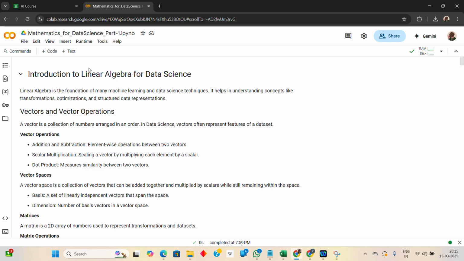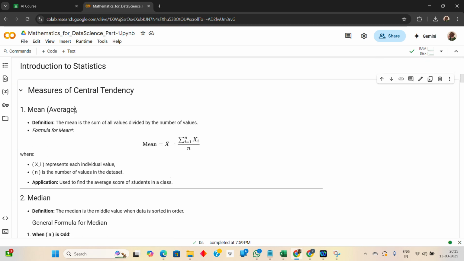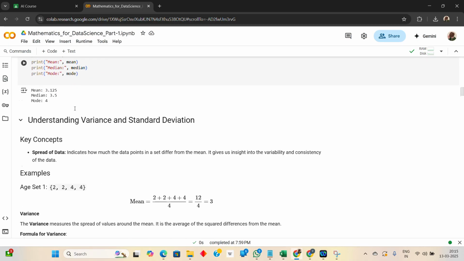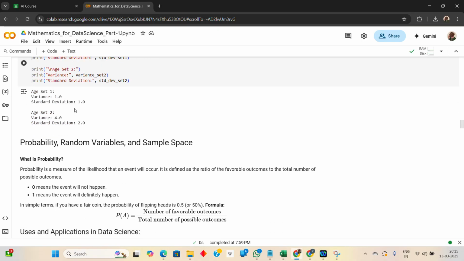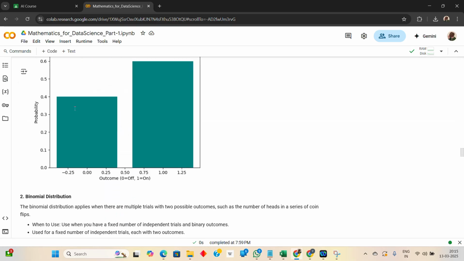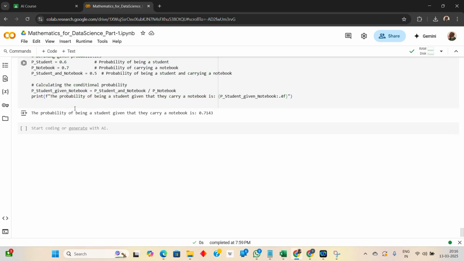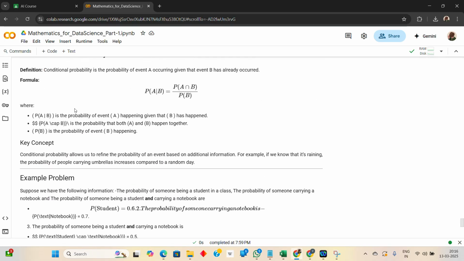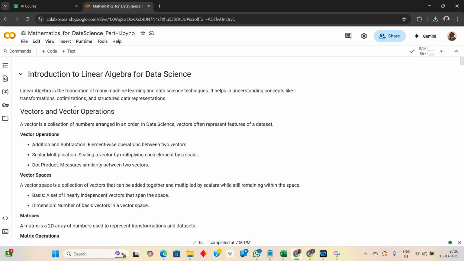As a part of mathematics, the first thing that we are going to learn is the basics of linear algebra, with Python code. Then an introduction to statistics, with applications, like where exactly we need it. Then probability concepts, types of probability, how we can plot the probability and how we can understand it in a better way.